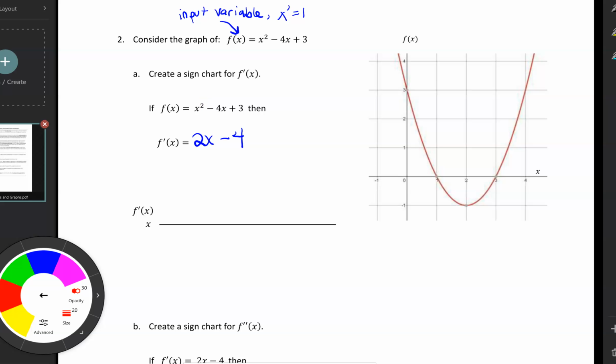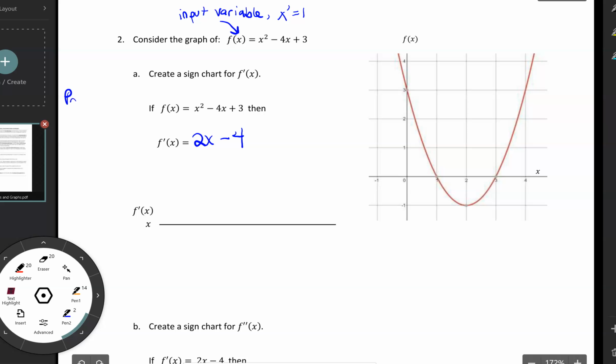Okay, what in the world is a sign chart? How are we going to create a sign chart for this? Okay, so this is how we create a sign chart. We need something called a partition number. So partitions are what breaks something up, like partitions break up a room or partitions break up a road. So a partition number breaks up the number line, right? So we need what we call partition numbers. Okay, and partition numbers are where whatever you're looking at, in this case our derivative, would be either equal to 0 or undefined.